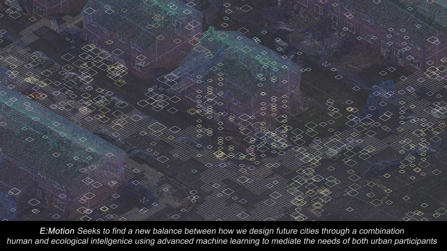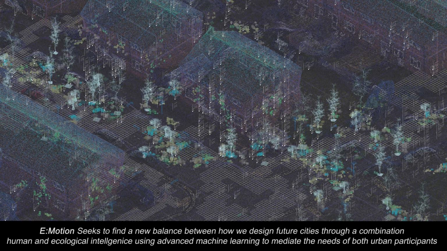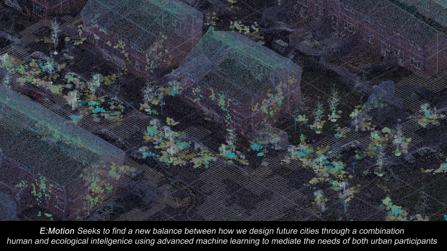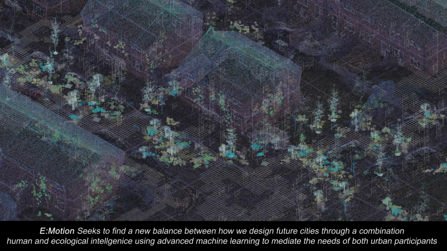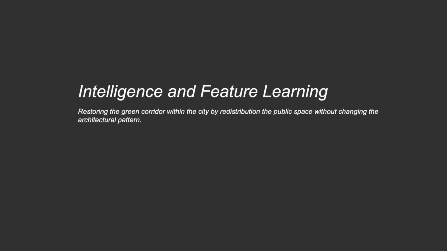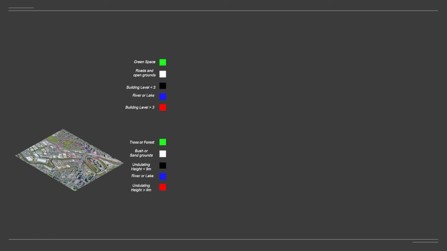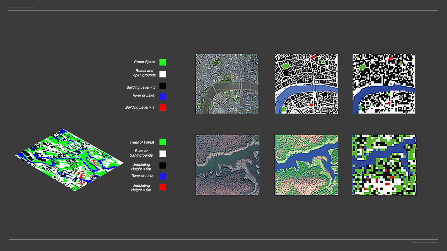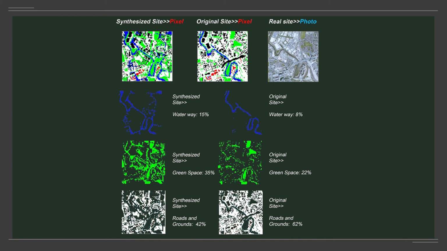Mochen seeks to find a new balance between how we design future cities through a combination of human and ecological intelligence, using advanced machine learning to mediate the needs of both urban participants. First, we use a neural network to learn the comprehensive features of nature landforms and urban fabric. Training and synthesizing, we try to keep existing building blocks to a great extent while improving nature features. The results showed an improving index in the test set.